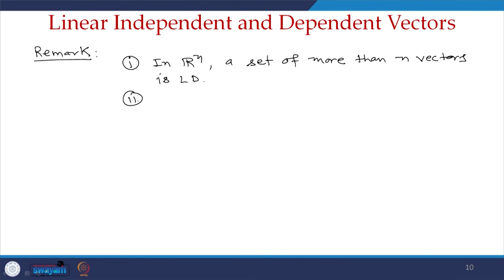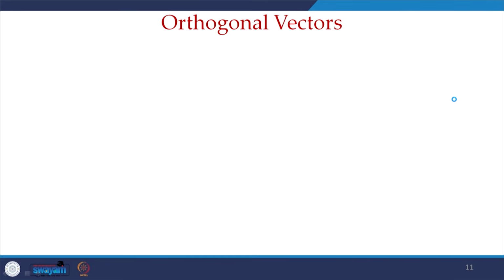Second, any set of vectors containing the 0 vector is LD, and this you can easily see from the definition. Now, come to the concept of orthogonal vectors.